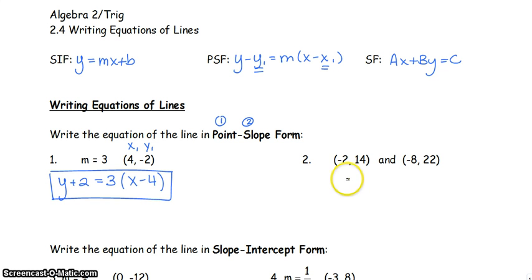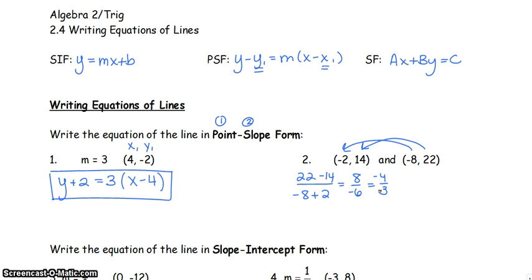So when we go to number 2, we're given 2 points. We have a point, we don't have a slope. But when you're given 2 points, you can find the slope, y2 minus y1 all over x2 minus x1, minus a negative makes that a positive 2. So we've got 8 over a negative 6, and we found that our slope is a negative 4/3.